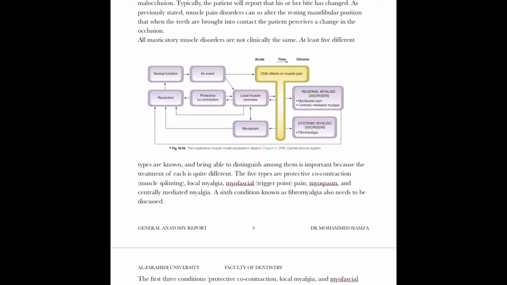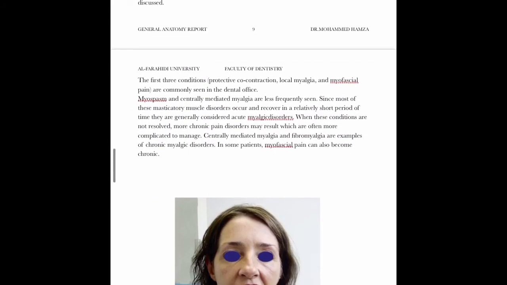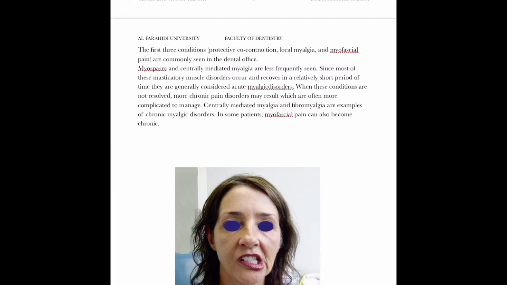The different types are protective co-contraction, which is muscle splinting, local myalgia, myofascial pain, myospasm, and centrally mediated myalgia. A sixth condition known as fibromyalgia also needs to be discussed. The first three conditions, protective co-contraction, local myalgia and myofascial pain, are commonly seen in the dental office, so we should focus on them.